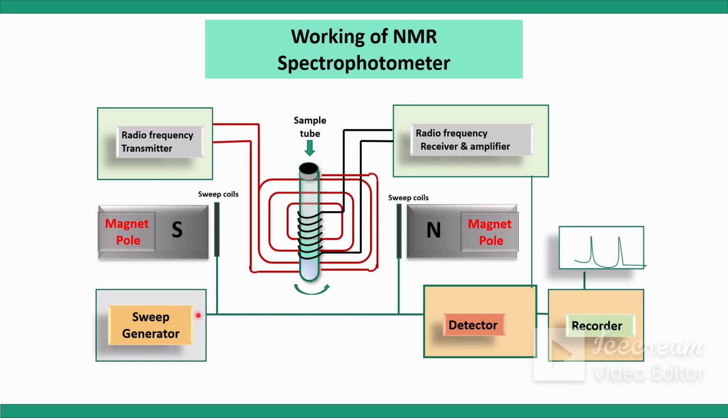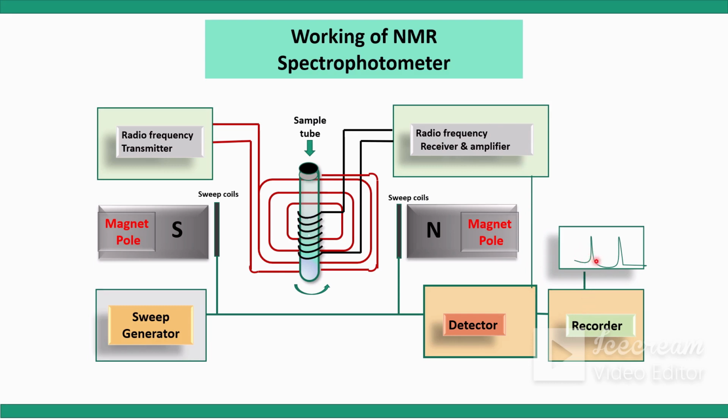As the magnetic field increases, a set of protons comes under resonance, and when protons come under resonance, the absorption of energy from radio frequency light takes place, and when absorption of energy takes place, a small electric current is generated which is received by radio frequency receiver. That signal is then passed to detector and the detector records it and the signal is obtained.